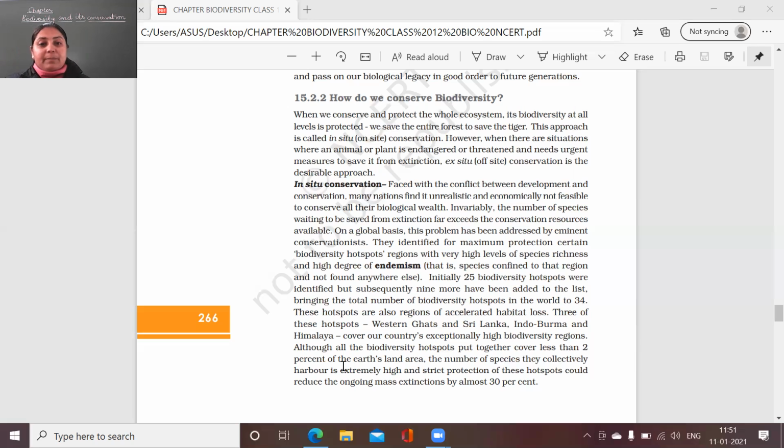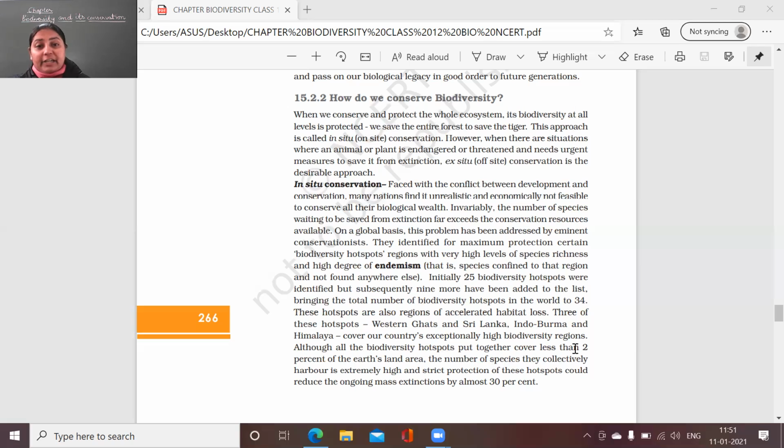Okay, but what is the special thing about these biodiversity hotspots? These biodiversity hotspots are also the regions of high biodiversity loss. In these regions there is an accelerated habitat loss also. Humans are interfering in these areas, they are doing harm to the habitat of the species, they are converting the larger habitats into smaller territories.